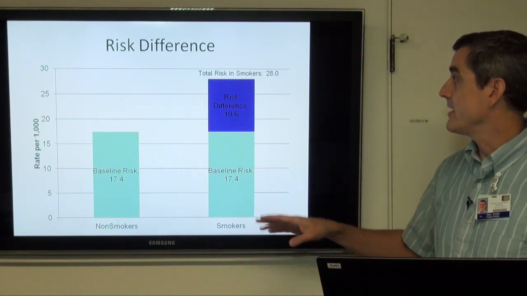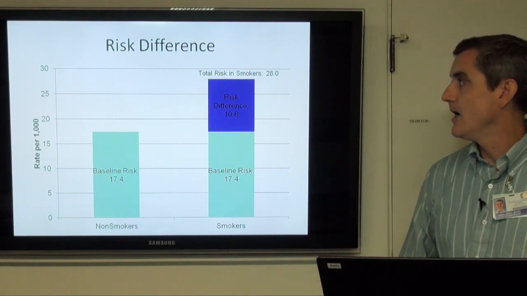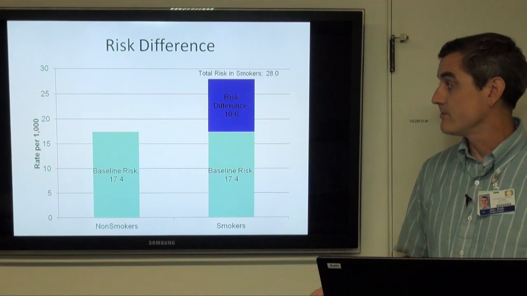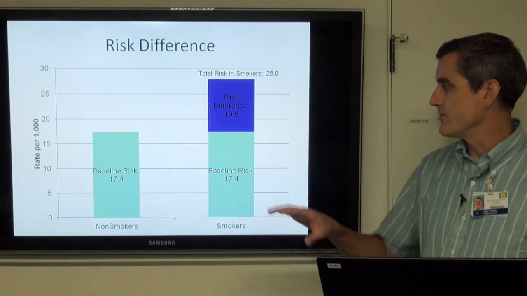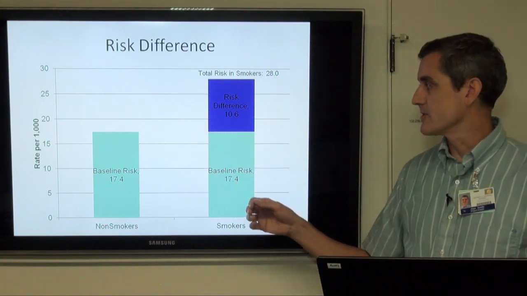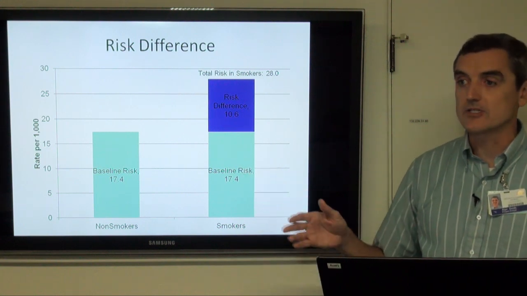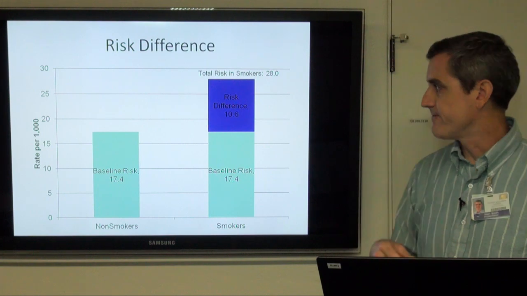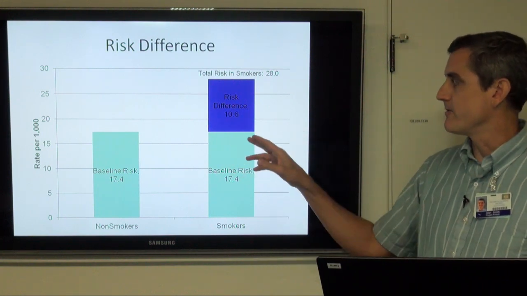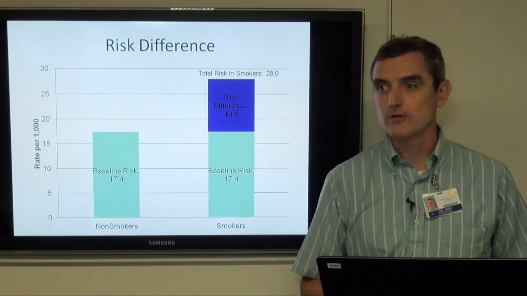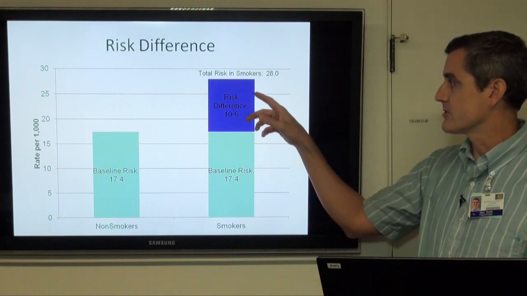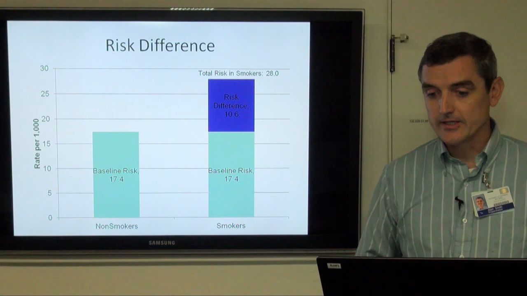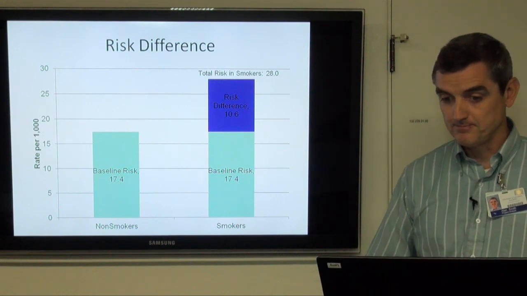And in smokers, though, the risk is 28 per thousand. We can separate that into the baseline risk that is the same as the non-smokers, that they would have had whether or not they smoked, and the additional risk, or the risk difference. So out of that 28, 17.4 is going to be due to that background or baseline risk, and the additional 10.6 per thousand is due to smoking.